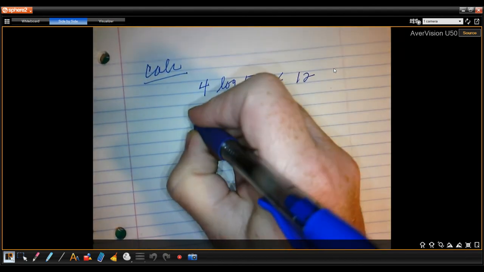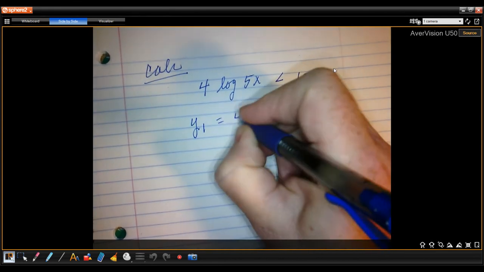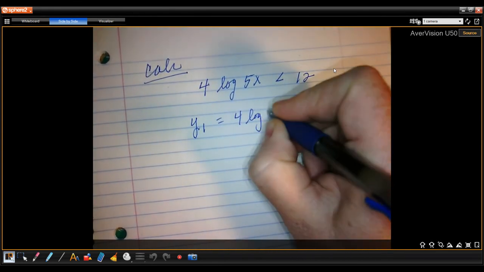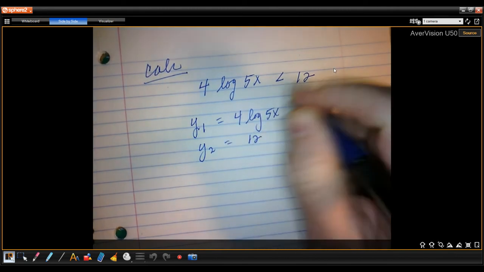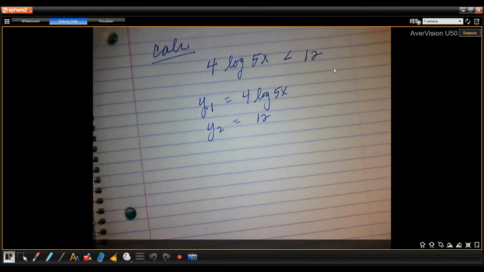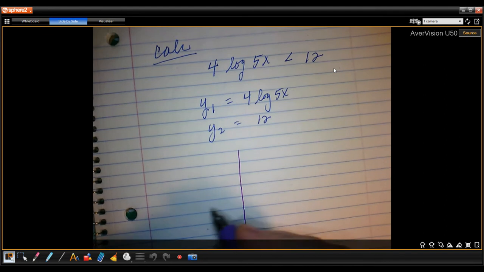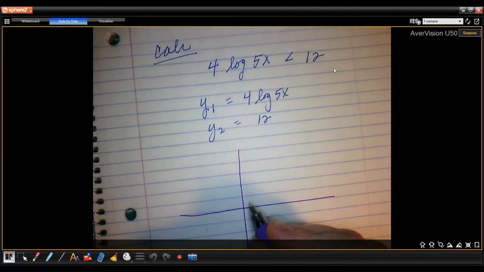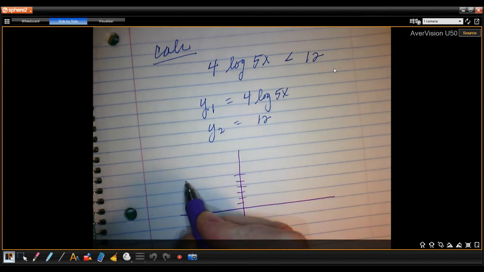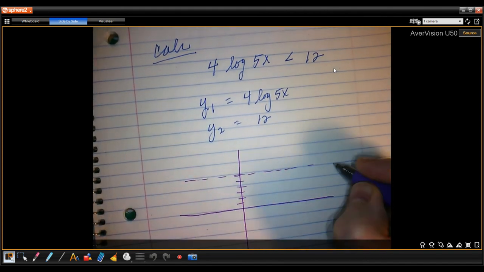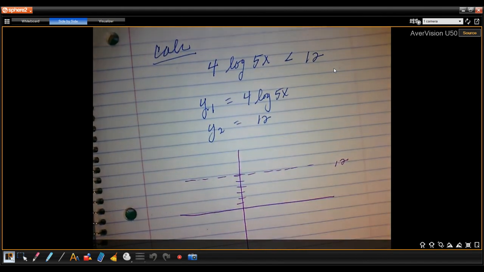So I would type in the calculator like this. Y1 equals 4 log 5x. Y2 equals 12. Well, I know it's going to go up to 12. So I know my calculator, I'm going to type it in really fast. So like 2, 4, 6, 8, 10, 12. There's 12. Not the best answer graph, but okay.